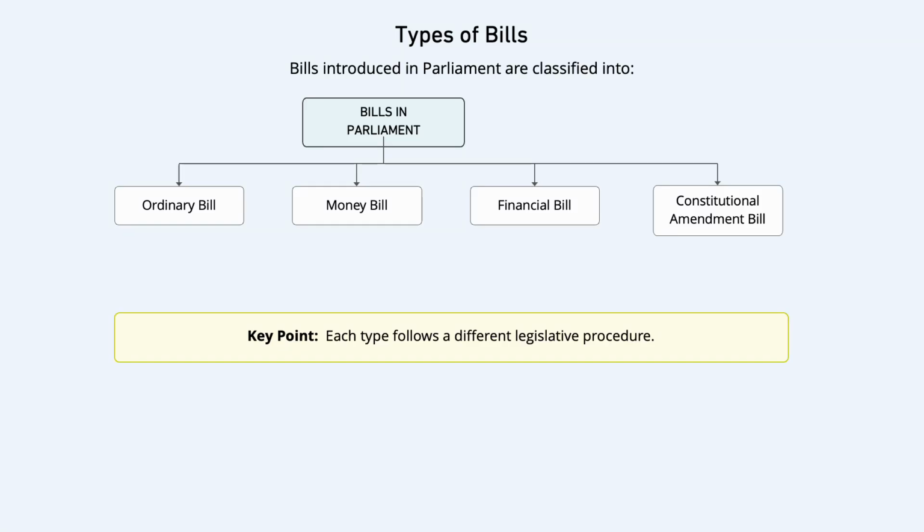So, types of bills. There are different types of bills in the Indian Parliament. There's the ordinary bill, there's a money bill, there's a financial bill, there's a constitutional amendment bill. And all these bills require separate processes, okay? Money bill cannot be introduced in the Rajya Sabha. Money is strictly controlled by the Lok Sabha.